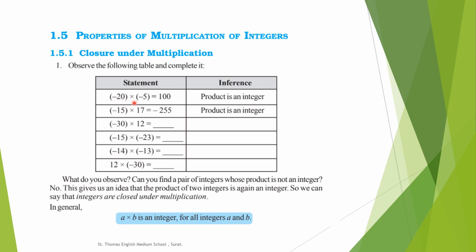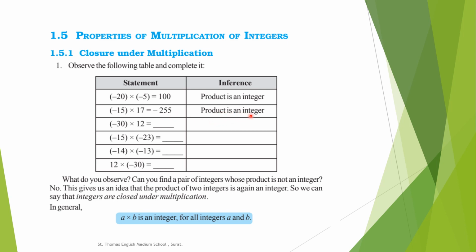Minus 20 multiplied by minus 5. Both are negative integers, when you multiply, you will get a positive integer. 20 fives are 100. Yes, it's an integer. Minus 15 multiplied by 17. One negative integer, one positive integer, you will always get negative. Then 15 multiplied by 17, that is 255. Is it an integer? Yes.